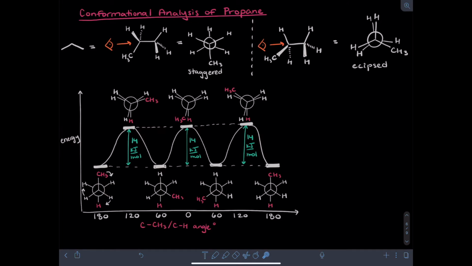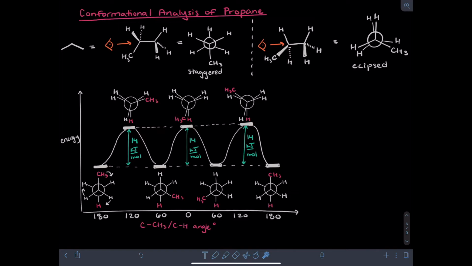Here as well, I've labeled the methyl in pink and one of the hydrogens on the back carbon as pink, and I'm going to imagine rotating the front carbon. Here as well, I alternate back and forth between staggered and eclipsed conformations. All of my staggered conformations are the same energy as each other, and all of the eclipsed conformations are the same energy as each other as well.